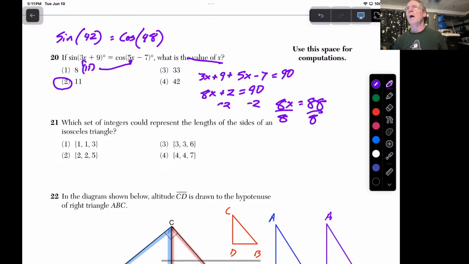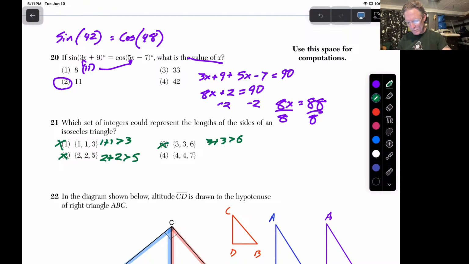Okay. Triangle inequality theorem. Love that. So which of these, remember, the two shorter sides have to be greater than or equal to the third side. So 1 plus 1, is that greater than 3? No. 2 plus 2, is that greater than 5? No. 3 plus 3, is that greater than 6? No. 4 plus 4, is that greater than 8? Yes.